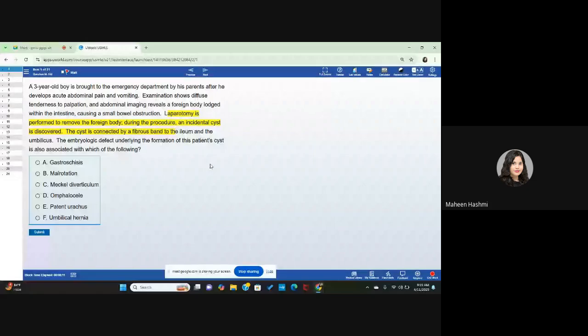Surgery is performed to remove the foreign body. During the procedure, an incidental cyst is discovered. The cyst is connected by a fibrous band to the ileum and the umbilicus. The embryological defect underlying the formation of the patient's cyst is also associated with which of the following?